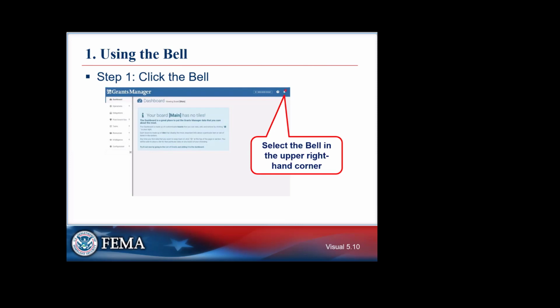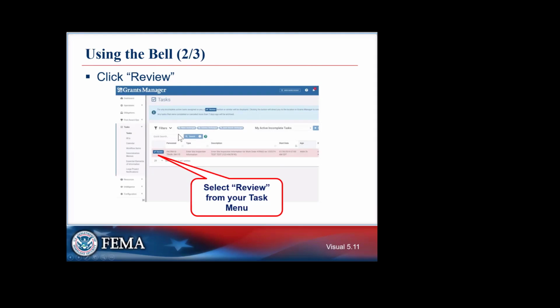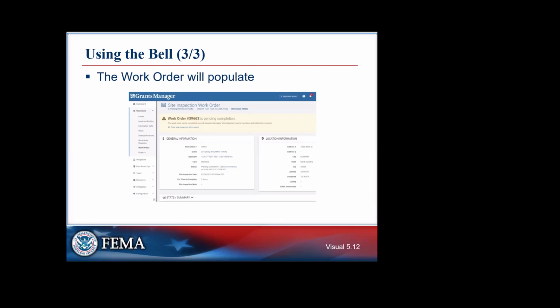So first, we will walk through how to locate your work order by using the bell feature. You're going to go up to the upper right-hand corner of your screen and select that bell. Again, you will be brought to your tasks page and you will then select review from that task page to open your work order. Once you click review, your work order will populate.